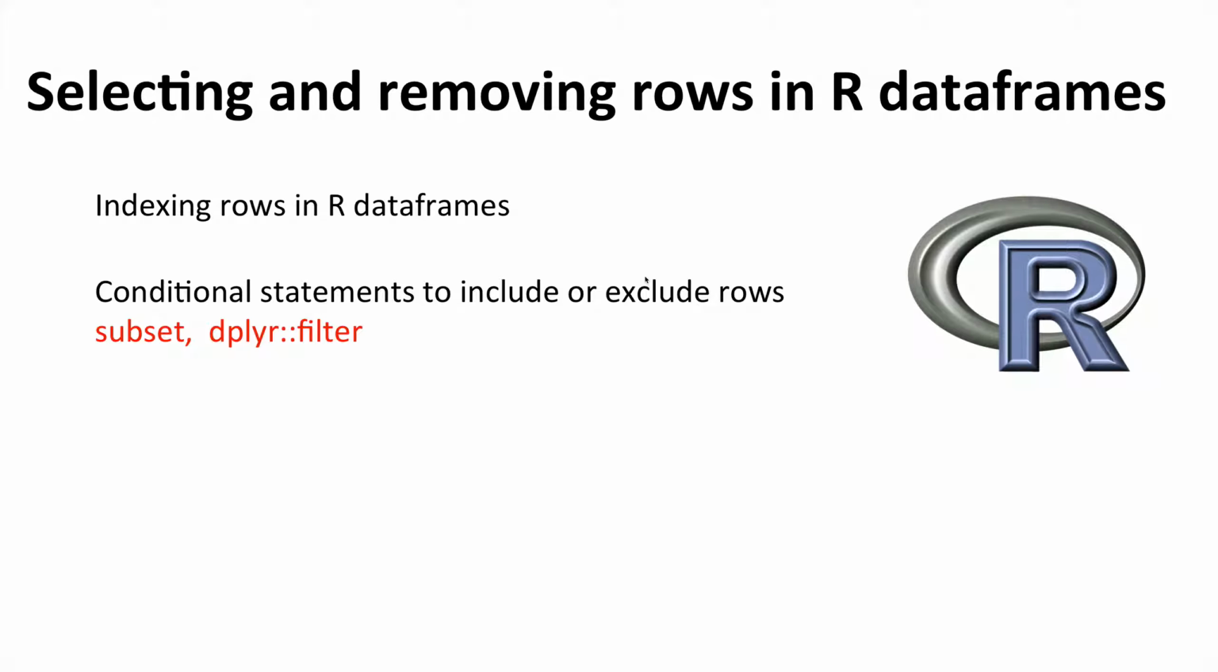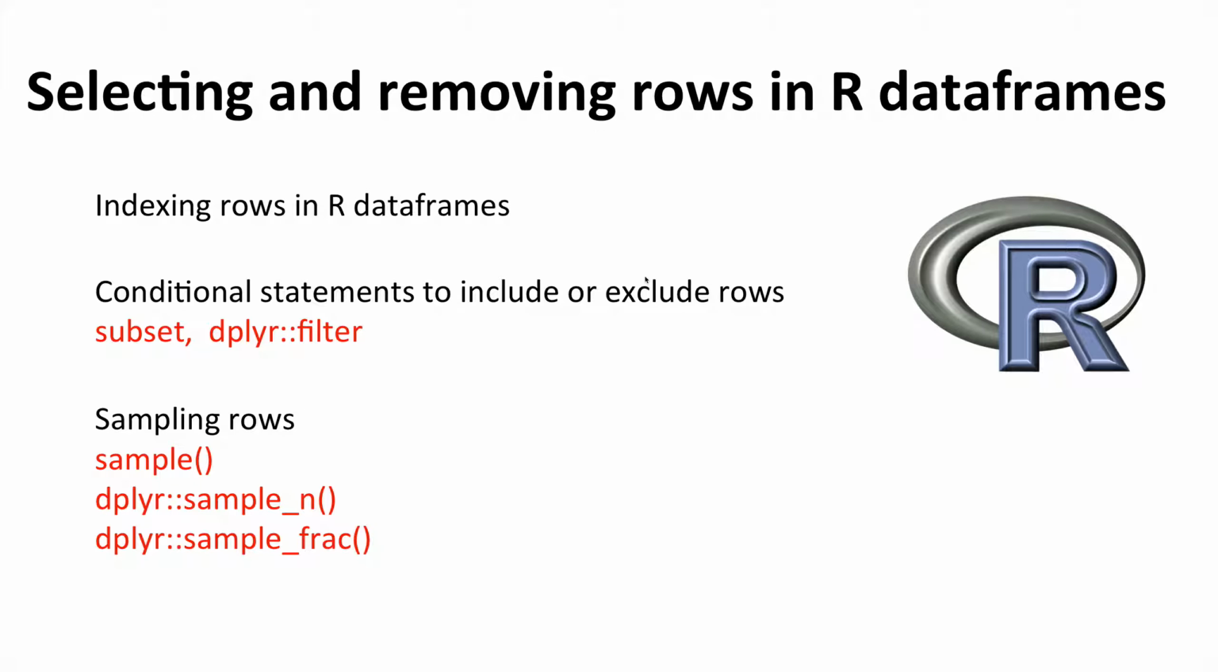This can be done using the function subset and the function filter from dplyr. Finally, we'll end with how you sample rows at random using the sample function.